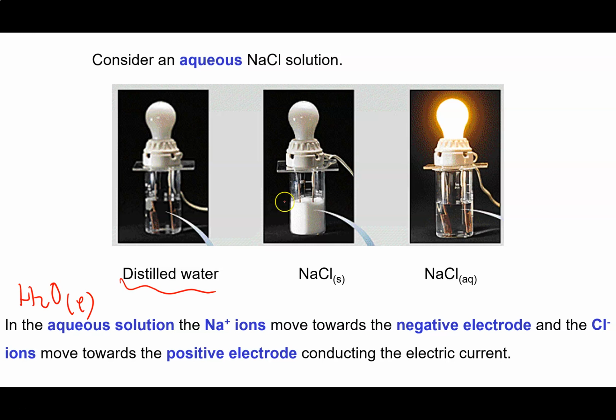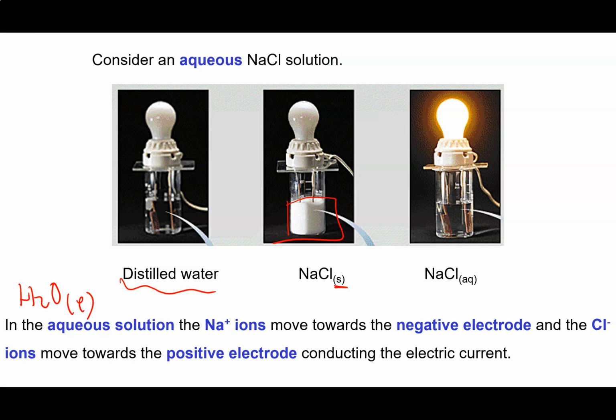Now, if I have a sample of solid sodium chloride, a solid ionic compound, that also won't conduct electricity because the cations and anions are bound in a crystal and they can't move. They are locked in place, so there are no mobile charged particles.